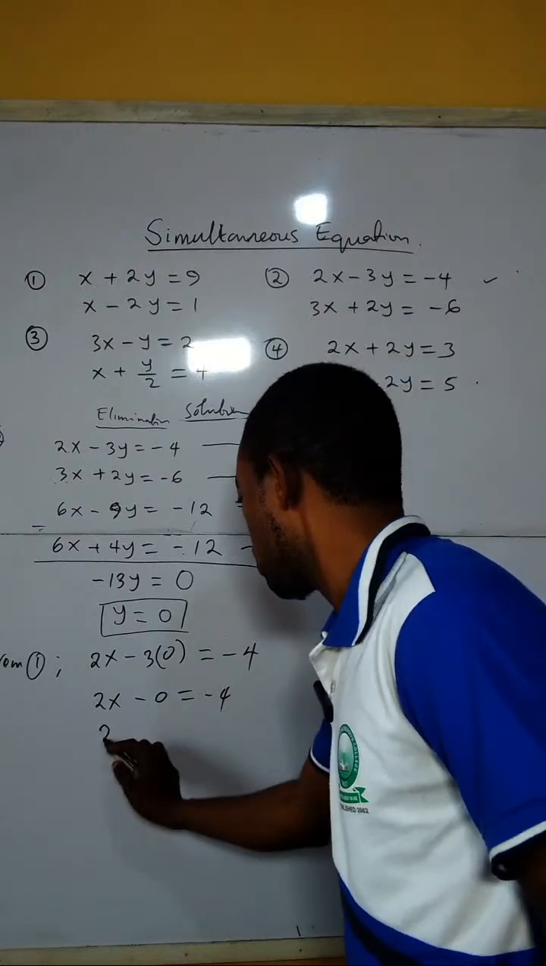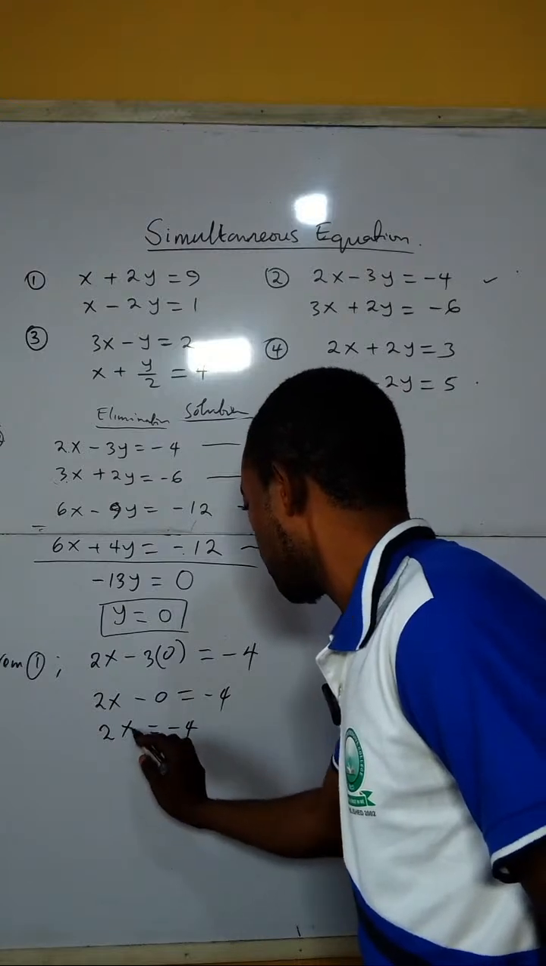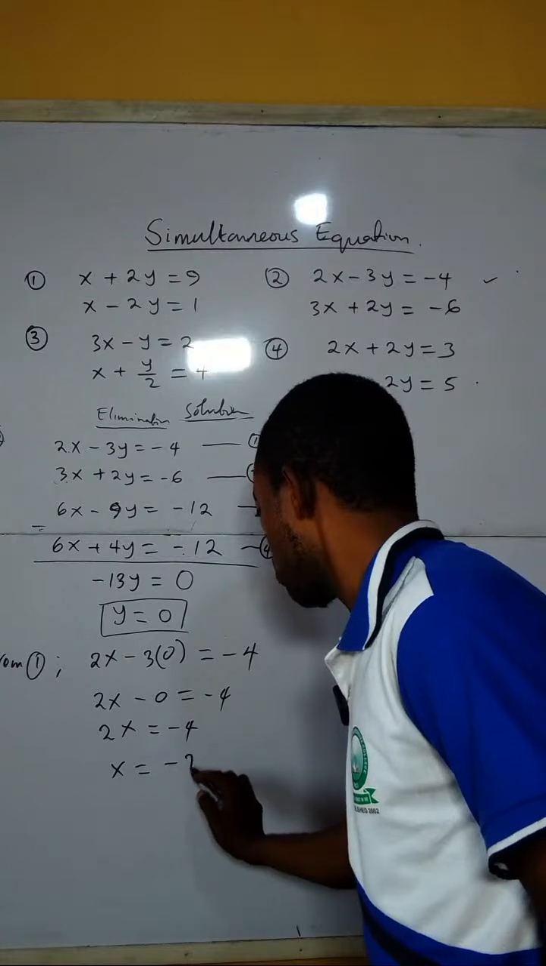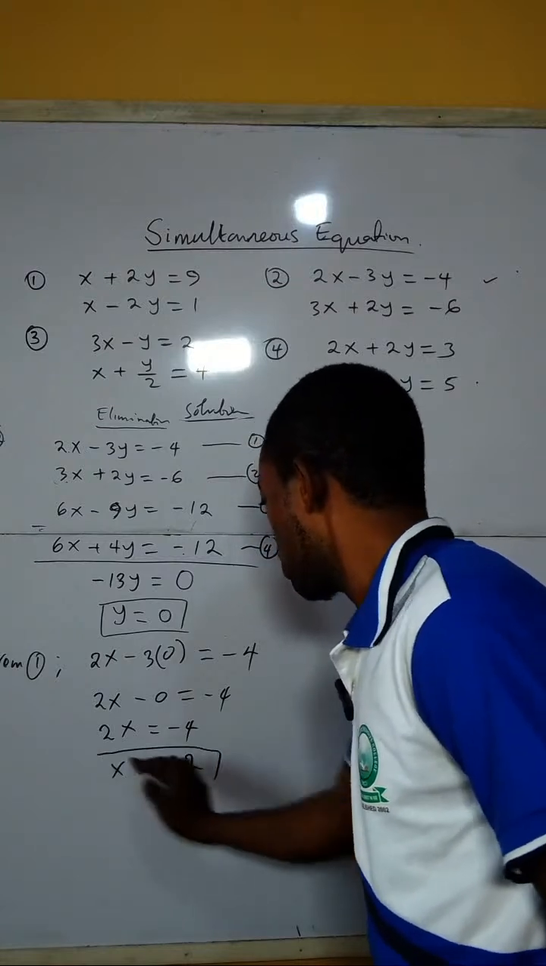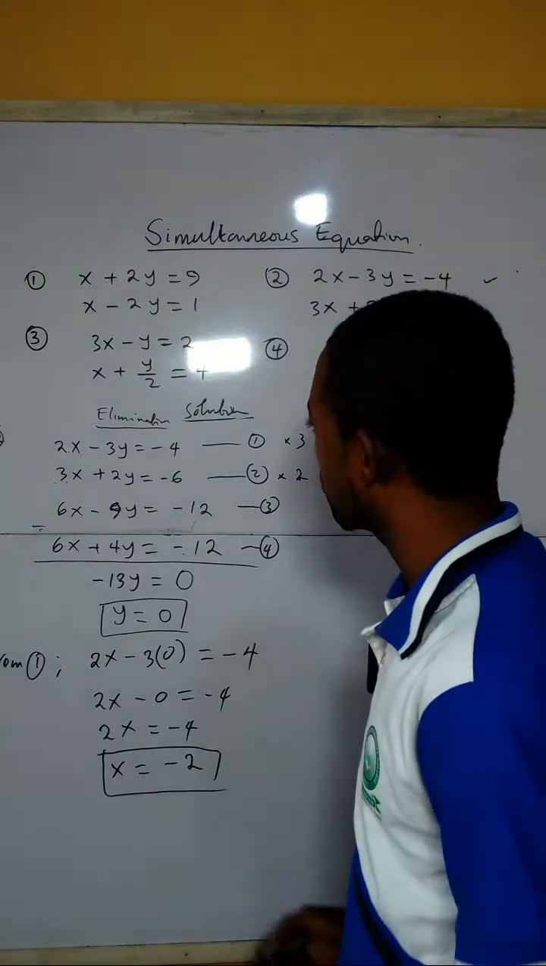So it's like we have 2x equals to minus 4 now. Divide both sides by 2. That means x equals to minus 2. So here we have x equals to minus 2 and y equals to 0.